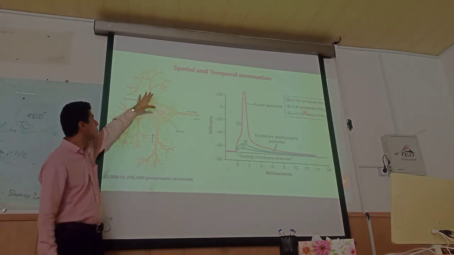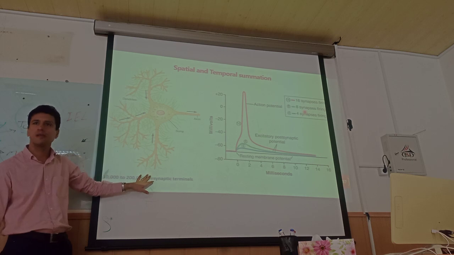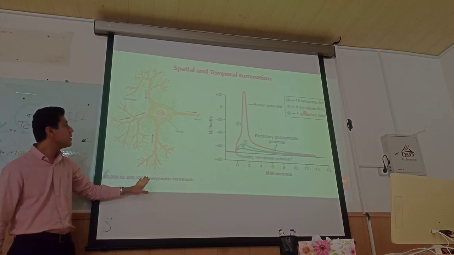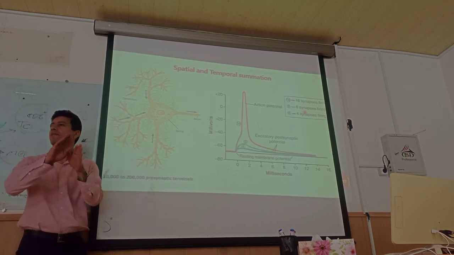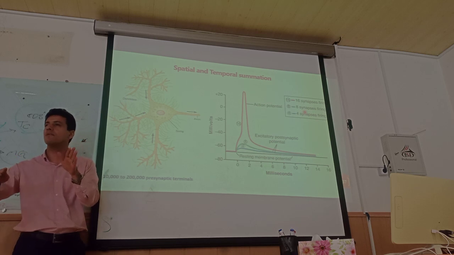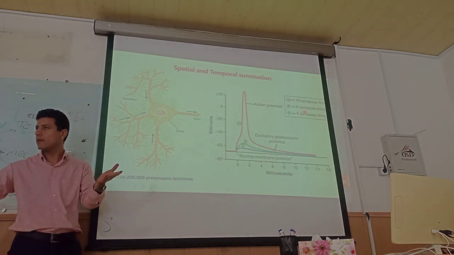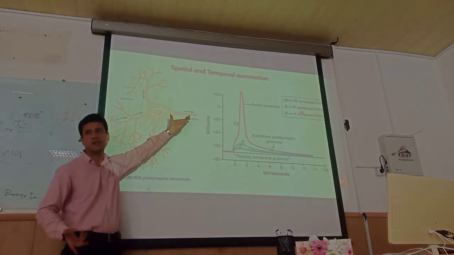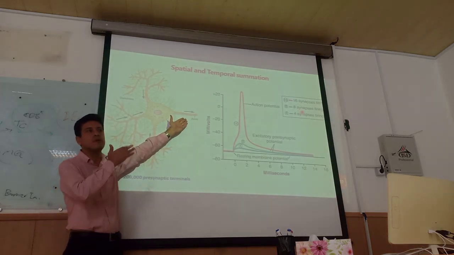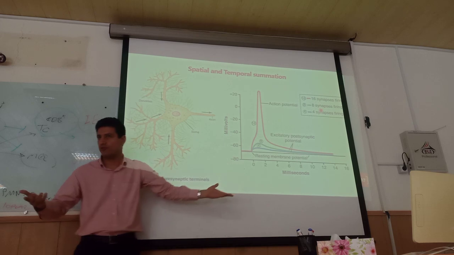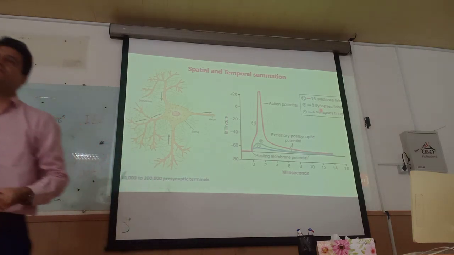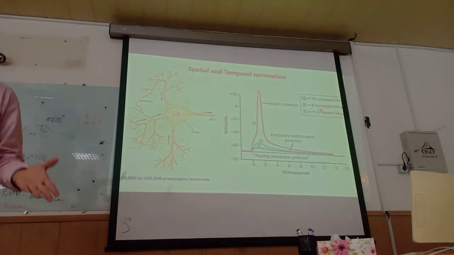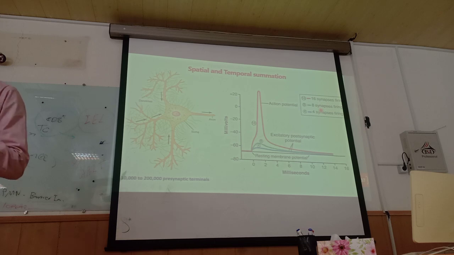So we have EPSP at the tip of these dendrites. When they go toward the soma, they are subject to decrease. They are lost. How can they reach here in order to activate the cell? Because they are losing their voltage actually, right? So we should have other mechanisms to amplify the signal.